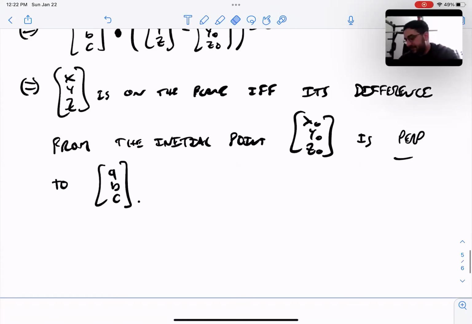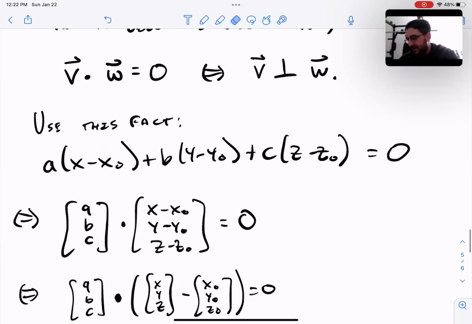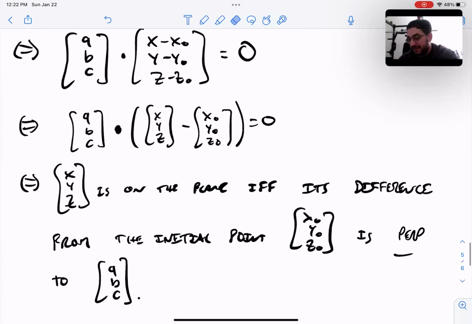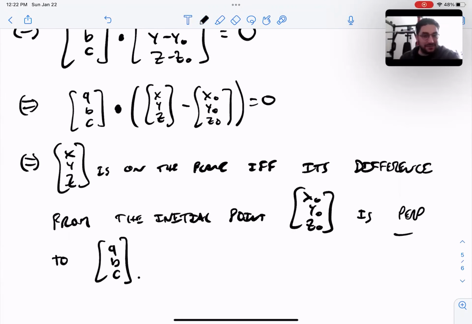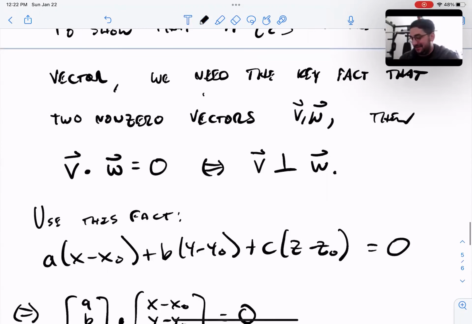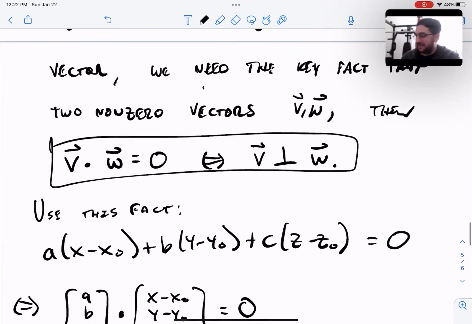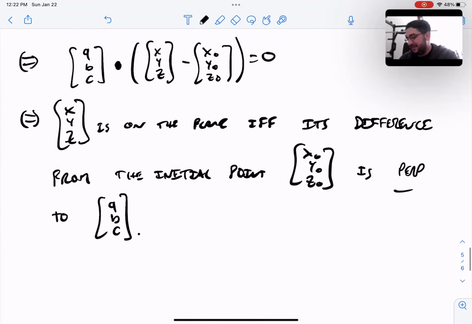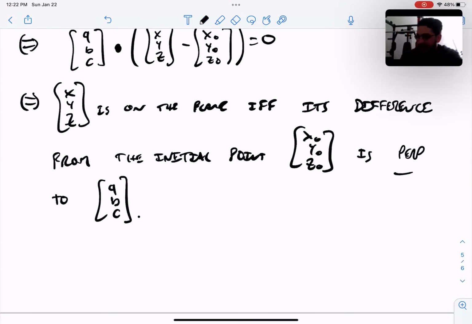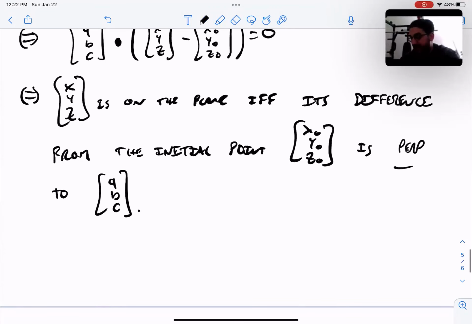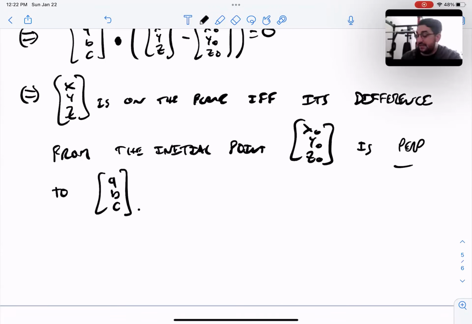So let's put a picture to this. So far, all I did was take this equation, rewrite it as a dot product, then rewrite that using vector subtraction, and then rewrite that in words using the fact that dot product 0 if and only if perpendicular. Now we have the key characterization that x, y, z is on the plane if and only if its difference from the initial point x naught, y naught, z naught is perpendicular to (a, b, c).